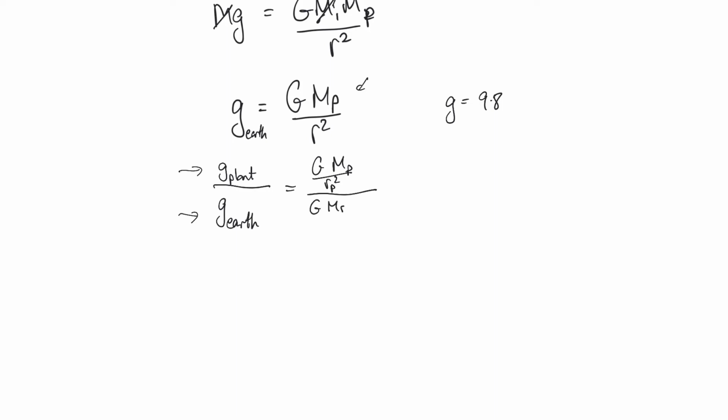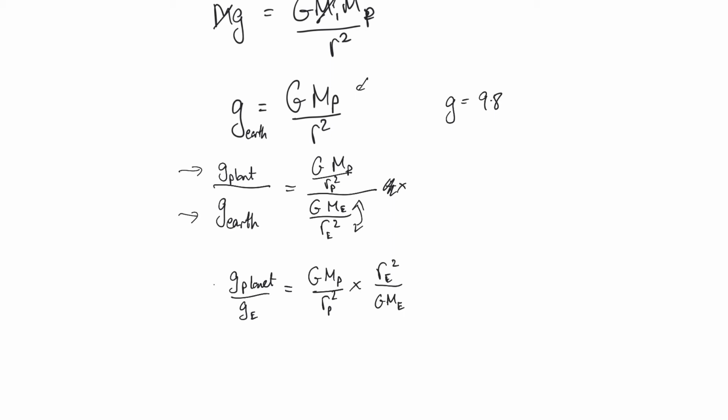So here we've got mass of the Earth divided by the radius of the Earth squared, and we can then expand that, or instead of dividing here, we can multiply by the reciprocal. So we turn this one upside down, we get the following: g planet over g Earth equals mass of the planet over radius of the planet squared, times radius of the Earth squared divided by mass of the Earth.